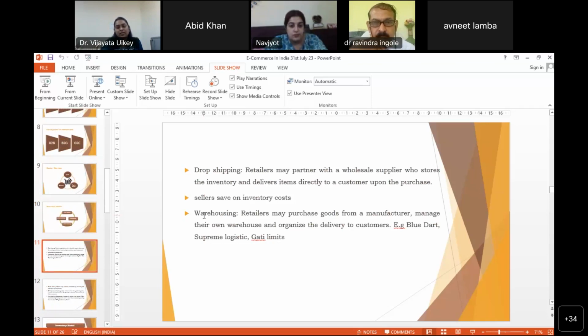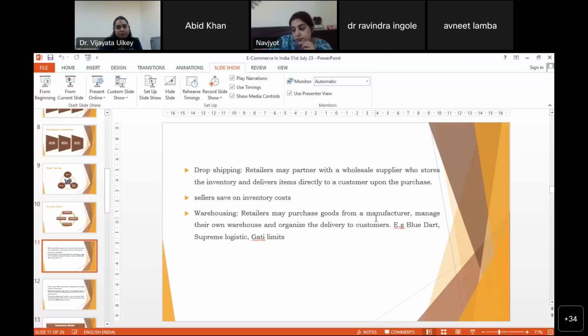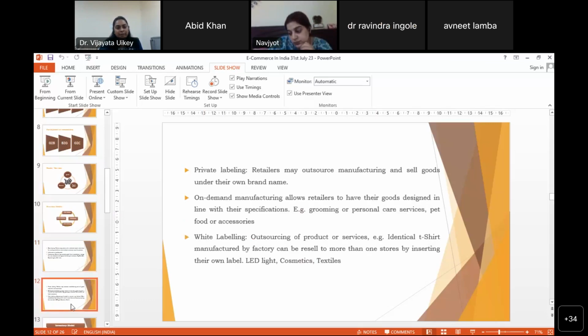One of the disadvantages of drop shipping is that they cannot build their goodwill; they do not have their own labeling or a name, they just provide the services. Now warehousing: the retailer may purchase goods from the manufacturer, manage their own warehouse and organize the delivery to the customers. Here Blue Dart and Gati Limited are examples of warehousing. Next slide is the 12th slide, okay?